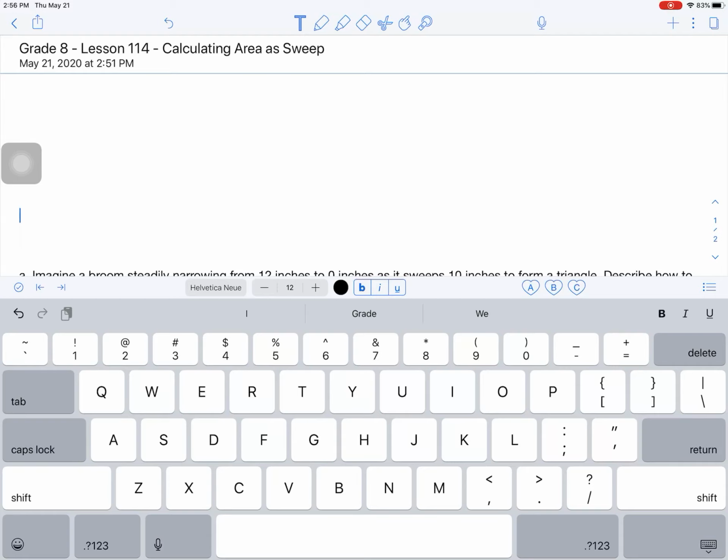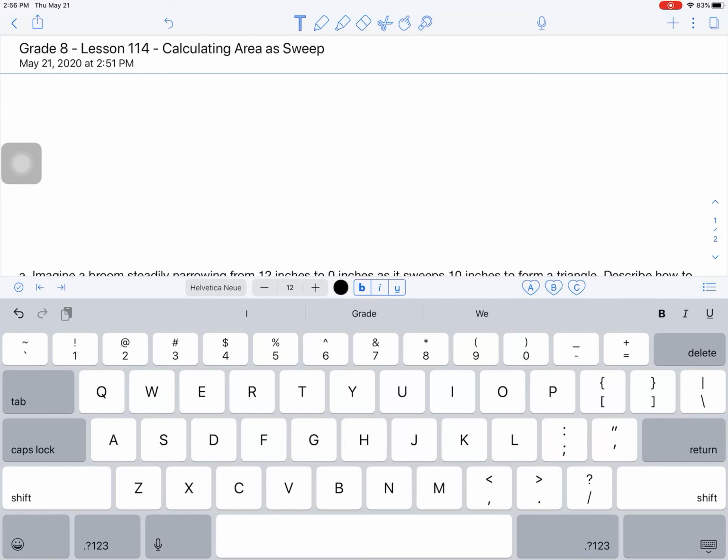Calculating area as a sweep is just a different way of calculating area. There are more ways that you can figure out how to do area, but this is one that we need to focus on for this lesson, as it'll have more practical lessons later on.